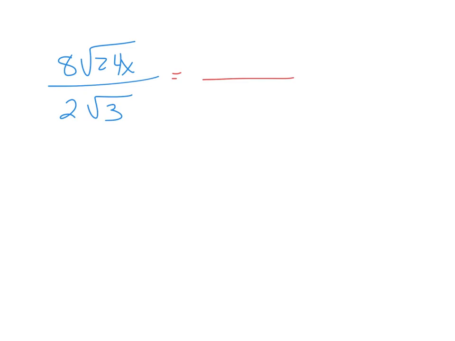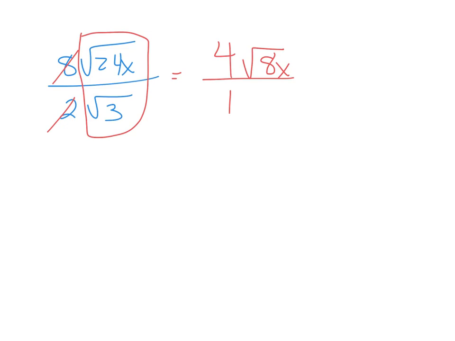All right, I know that this part is going to simplify into root 8x, because 24x divided by 3 is 8, right? And I got the x there. And then I can reduce this to 4 over 1. Or I really could just write it as 4 root 8x.